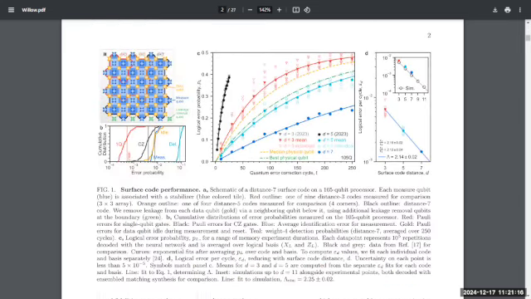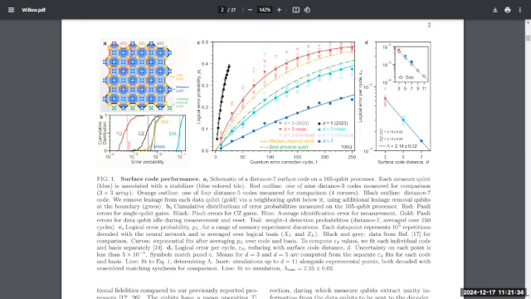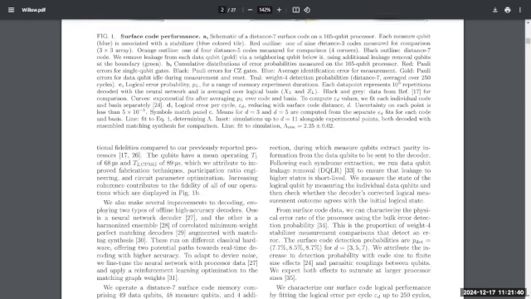Yes, and we looked at some diagrams about the surface code 3, 5, 7, and also the logical error rates over multiple cycles. It seems like their D7 code definitely outperforms the other ones. And they also estimated a value of this lambda parameter of about 2.14.